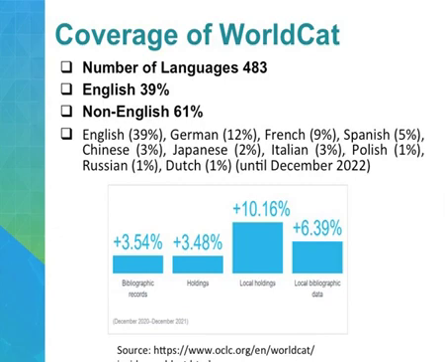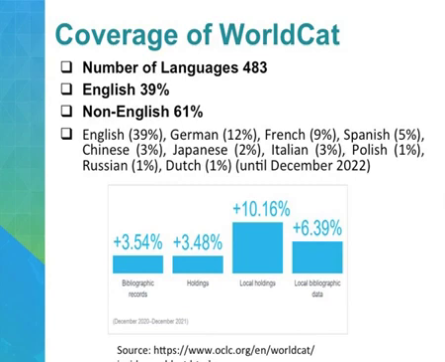And let us briefly discuss the top languages of content in WorldCat. English is 39%, German 12%, French 9%, Spanish 5%, Chinese 3%, Japanese 2%, Italian 3%, Polish 1%, Russian 1%, Dutch 1%, and this is the data until December 2022.